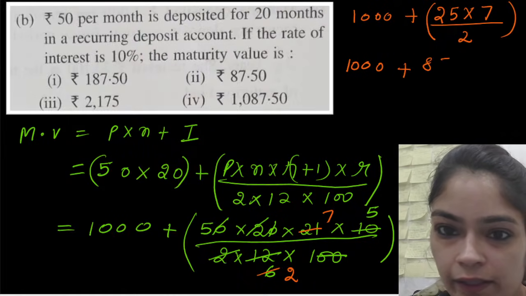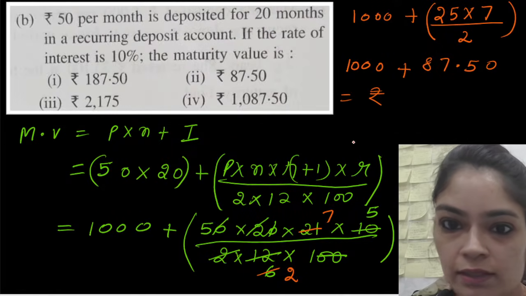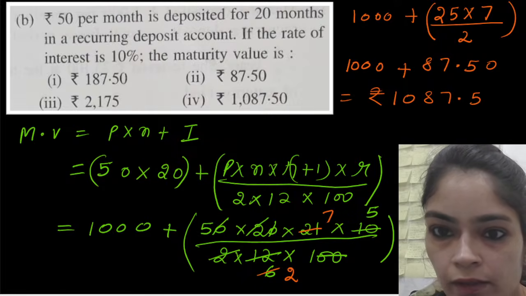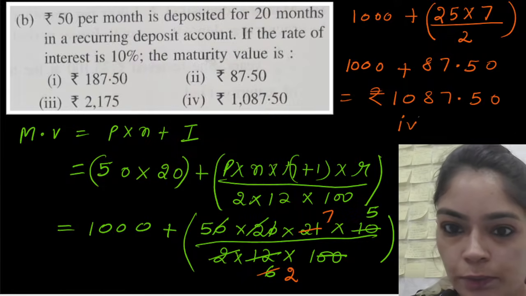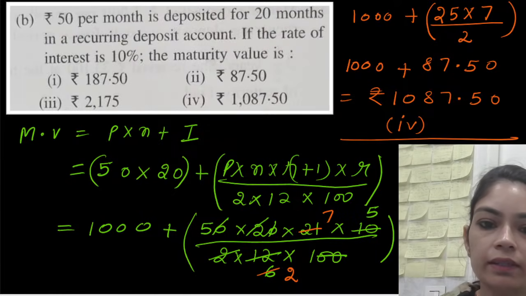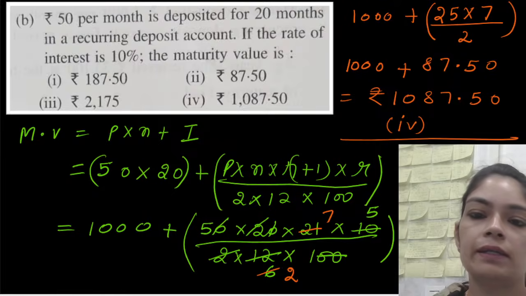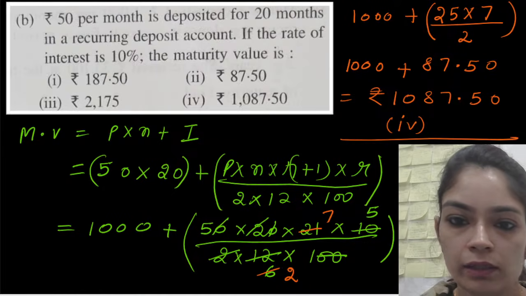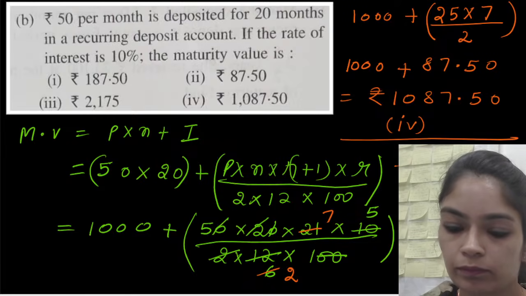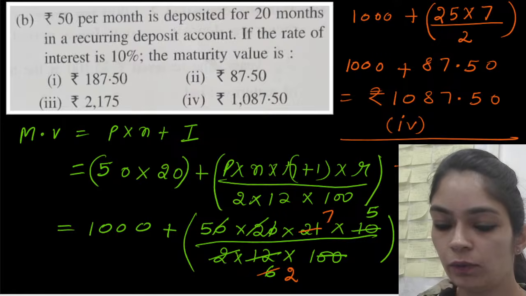87.50. Okay, 87.50. So you have to be fast in calculations here. So when we add, we will get 1087.50. So which is fourth option. So is this question clear? It was a direct question, direct use of formula. But yes, in calculations, you just have to be careful here. Anyone, any doubt? Any doubts?